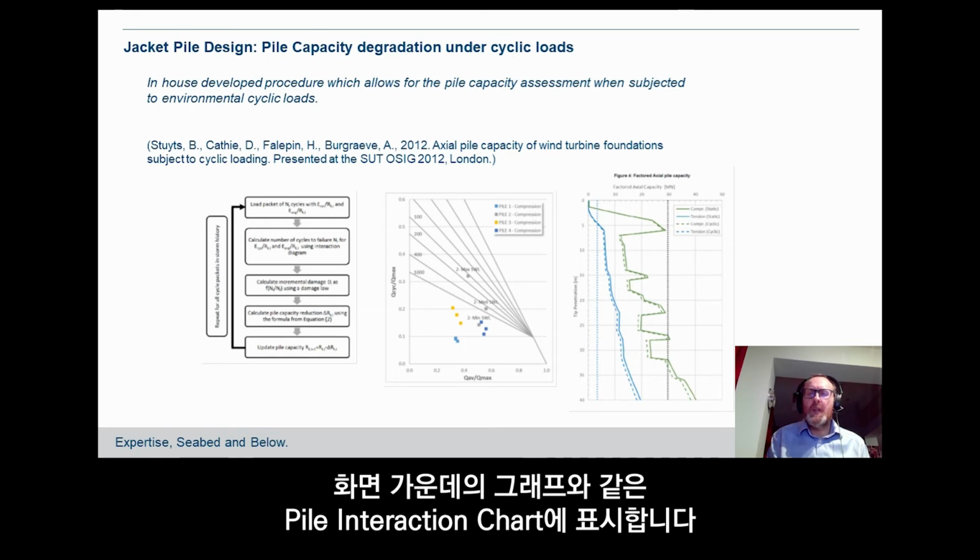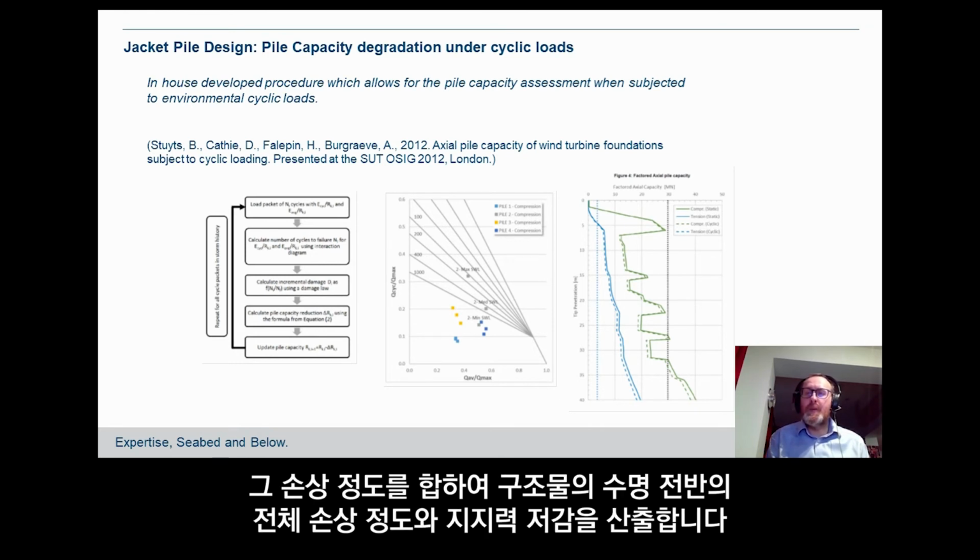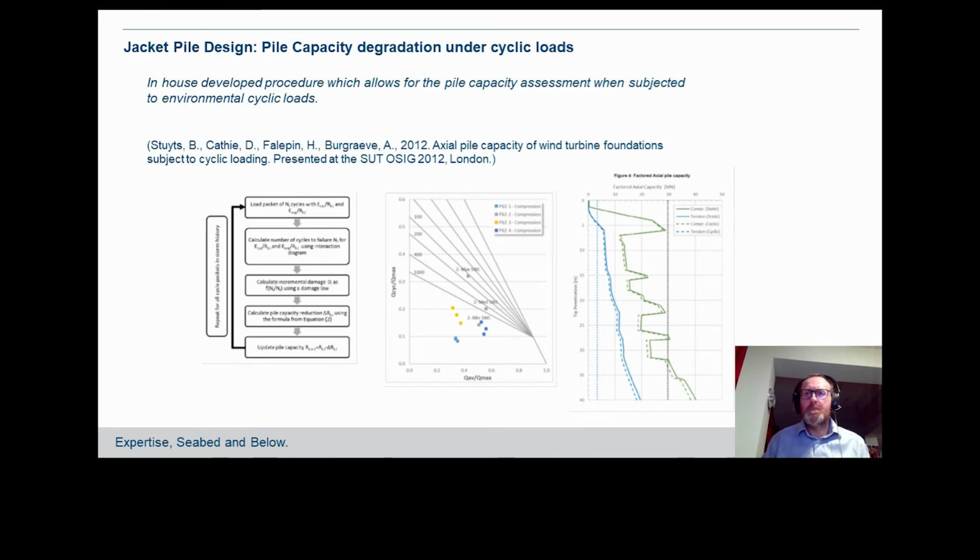Those are checked on a pile interaction chart, like the chart in the middle of the slide there, and this checks average load and cyclic load and assesses how much damage occurs per cycle within the cyclic loading, and that damage can be summed and accumulated to work out the overall degradation in pile capacity over the lifetime of the storm or the structure.